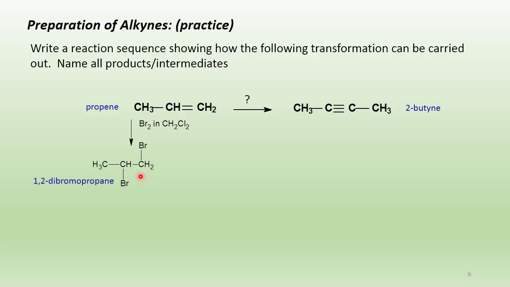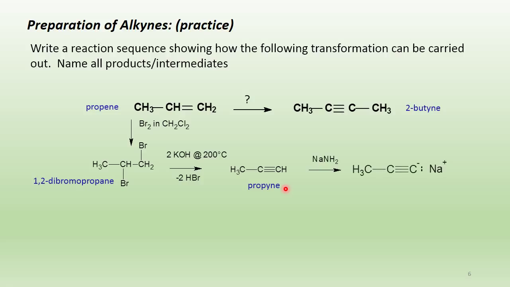1,2-dibromopropane. Double dehydrohalogenation of this at high temperature, 2 KOH, 200 degrees C, will give us propyne, 3-carbon alkyne, terminal alkyne. Let's remove the acidic hydrogen with sodium amide and form sodium propyneide, and then we can use this strong base, good nucleophile, to carry out the alkylation, the substitution reaction, with a 1-carbon halide, in this case methyl chloride would work, to give us 2-butyne.